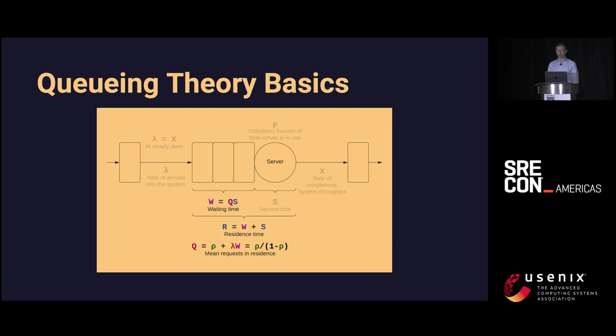Finally, we have some parameters that are more associated with the queue. The waiting time, represented by capital W, is the average time work is expected to wait in the queue before getting to the server. The residence time, represented by capital R, is the average time work is expected to be in the system, which is the waiting time plus the service time. And finally, capital Q represents the average number of requests in residence, both in the queue and currently being processed by a server.